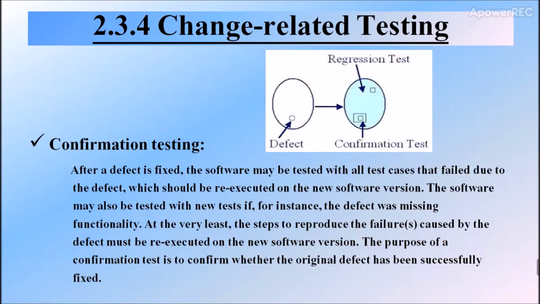Confirmation testing is done when a defect is fixed. You find a defect and send it to the developer. He fixes the defect and sends it back to you. Then you perform confirmation testing in order to make sure that the defect is solved. So in confirmation testing, at least you must repeat the steps that produced a failure caused by the defect. So the purpose of confirmation testing is to confirm whether the original defect has been successfully fixed or not.